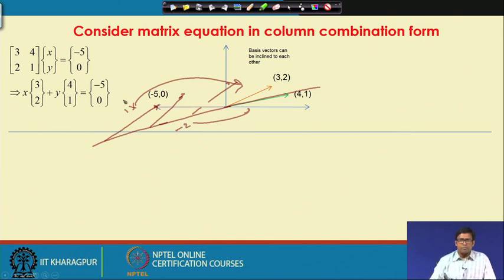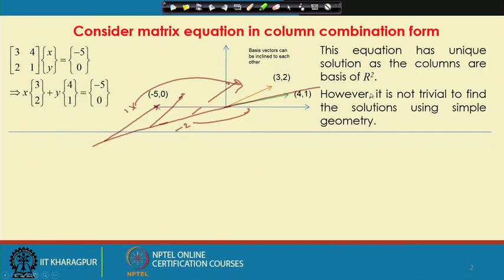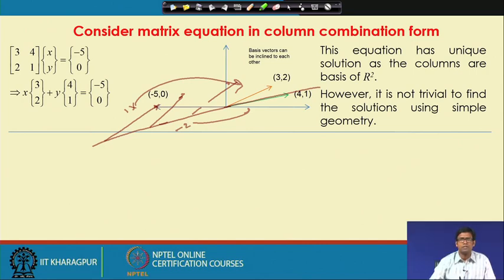For 2D it can be visualized, but it is a difficult exercise even for a 3D case. You have to draw a line and several parallels, take parallels in the plane, it is not trivial. So, what we can say is that when the equation has a unique solution as the columns are a basis of R2, it is not trivial to find the solution using simple geometry. Using simple geometric construction, for 2D we can find it, but for 3D it is difficult.